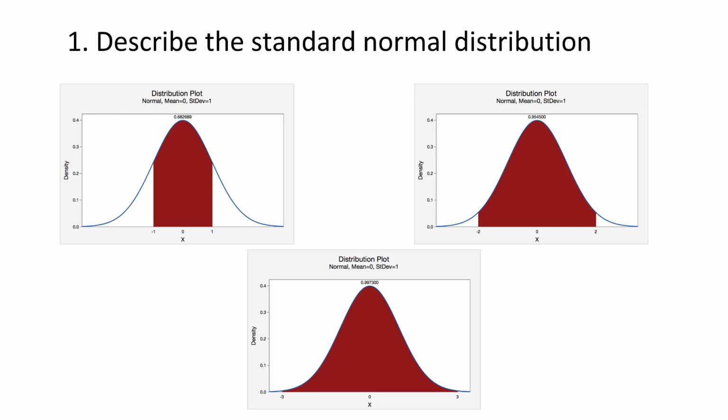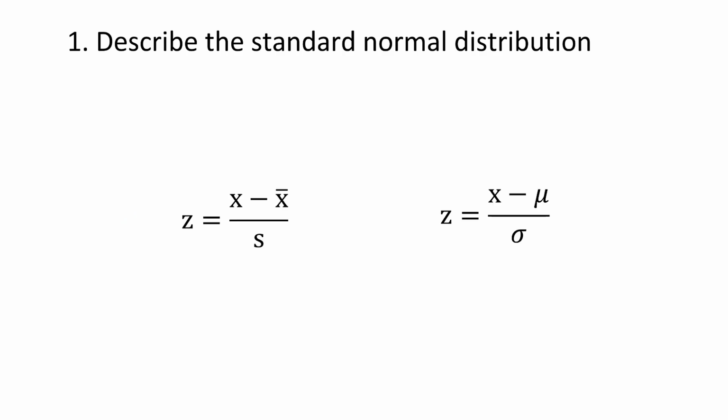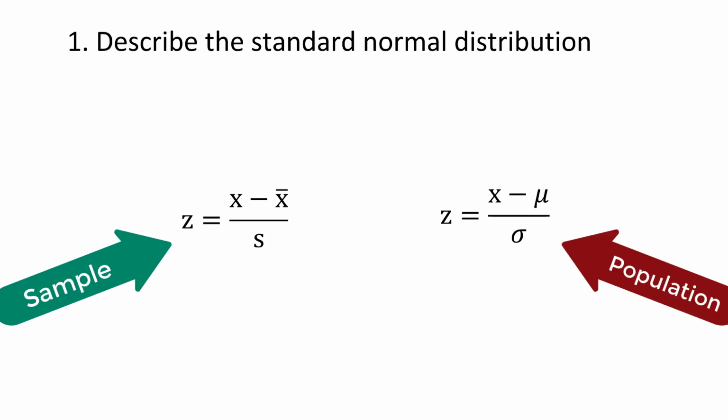But first, there's one last point that I want to review before we move on, and that is z-scores. In Lesson 2, we learned that we can describe one observation in relation to the entire distribution in standard deviation units using a z-score. Here, we have the z-score formulas using sample statistic symbols on the left and using population parameter symbols on the right. In both cases, the z-score is the individual observation minus the mean divided by the standard deviation.